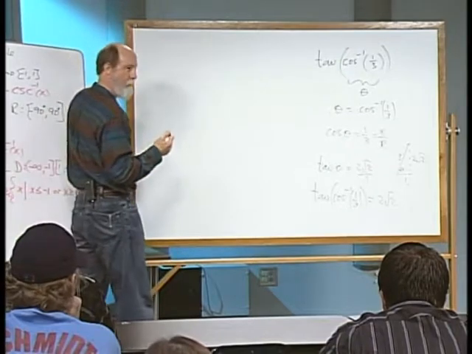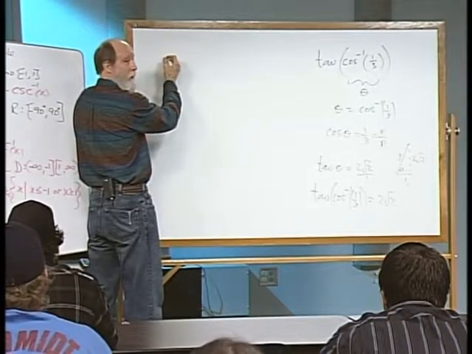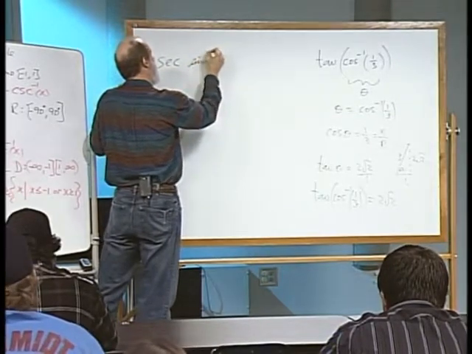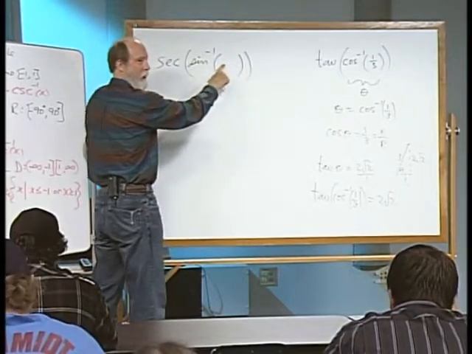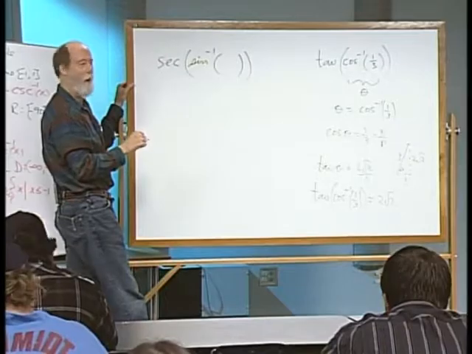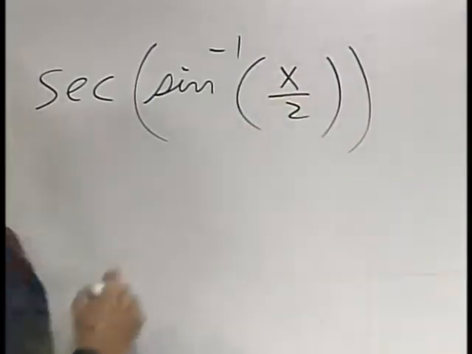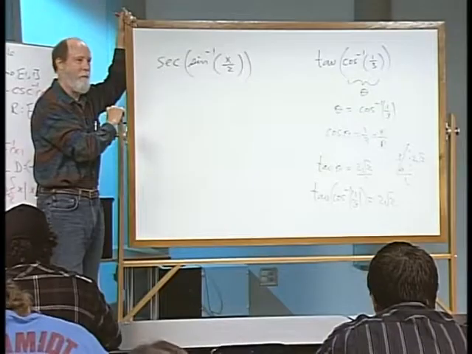Let's say I'm looking for probably one you won't even see in the book. Let's try this. How about the secant of the inverse sine of, and inside here I have to put a ratio. Why don't I call it x over 2? If you can do these and remember this, you're going to be way ahead of calculus students when you start doing things in trig applications.